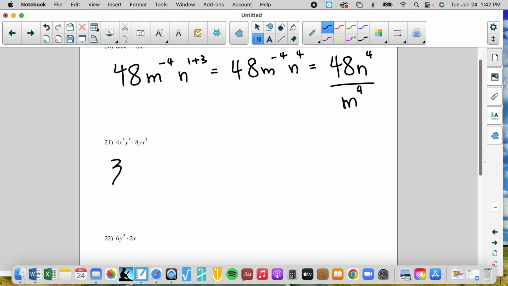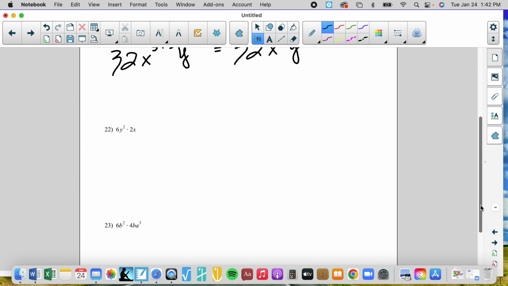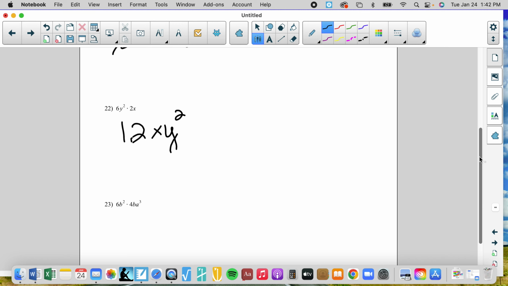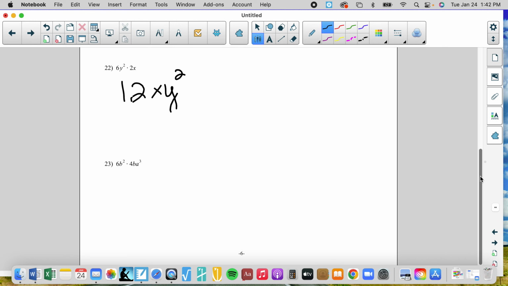4 times 8 is 32. We have x to the 5th plus 5, and we have y to the 5th plus 1. So that gets 32, x to the 10th, y to the 6th. 6 times 2 is 12, x, y to the 2nd. No like bases or variables, so we just rewrite them. 6 times 4 is 24, a to the 3rd, b to the 2nd plus 1, which is 24, a to the 3rd, b to the 3rd.